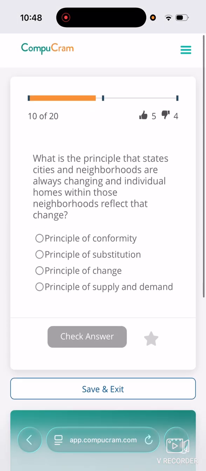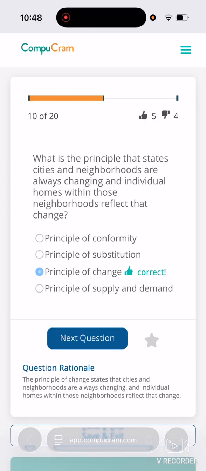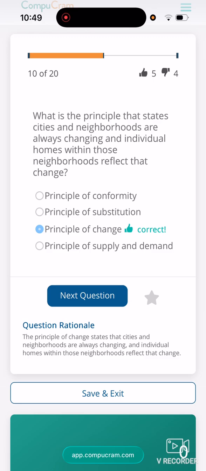Final question, number 10. Come on, let's get to it. What is the principle that states cities and neighborhoods are always changing and individual homes within those neighborhoods reflect that change? Principle of conformity, principle of substitution, principle of change, principle of supply and demand. I remember this one both studying it. It might have been on the test too, but this is an easy moneyball question. Principle of change. I loved all these principles as well. Just a little something about me. But anyway, the question rationale: the principle of change states that cities and neighborhoods are always changing, and individual homes within those neighborhoods reflect that change.